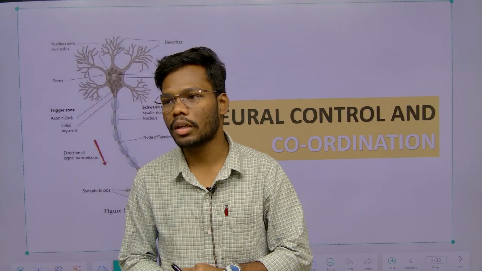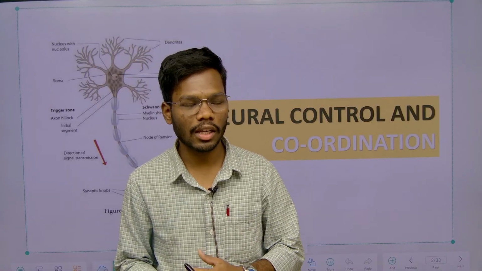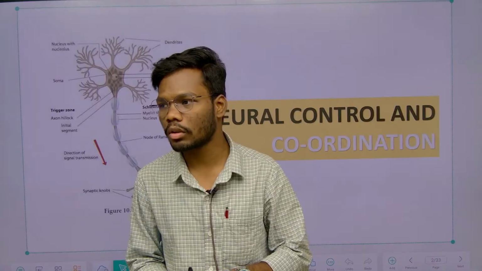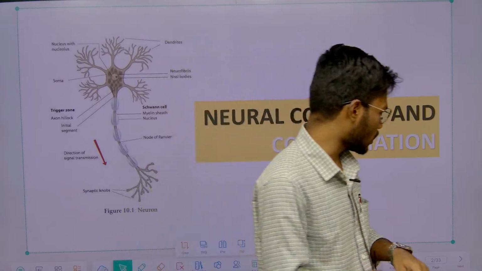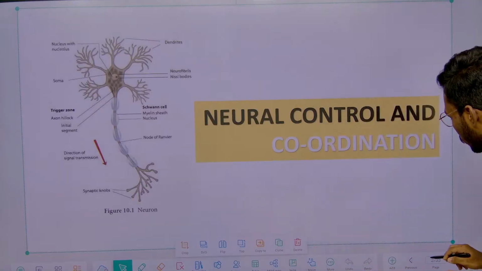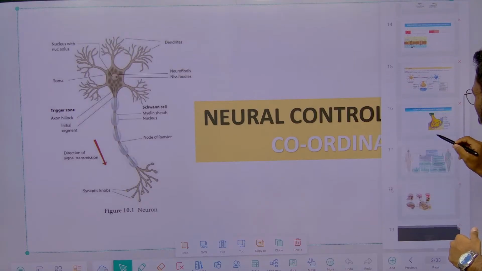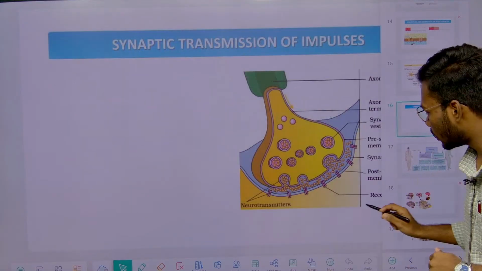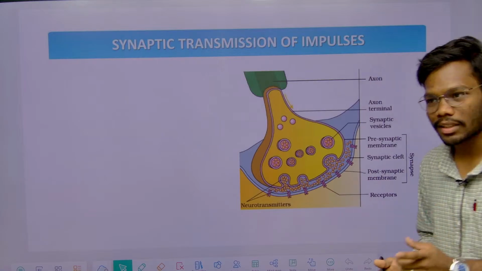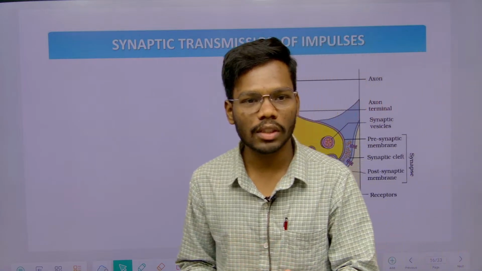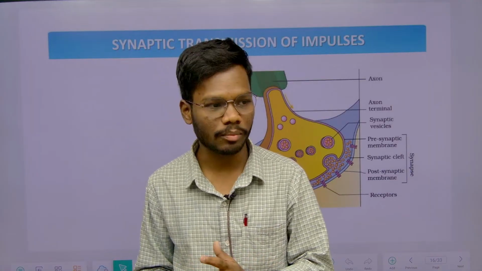So this video is the second part of neural control and coordination. In the first class we already discussed what is a neuron, what are the types of neuron, and what are the parts of a neuron. Today we have to discuss the transmission of these synaptic vesicles, how they transfer from one neuron to another neuron. After that we will move forward into the types of human nervous system.